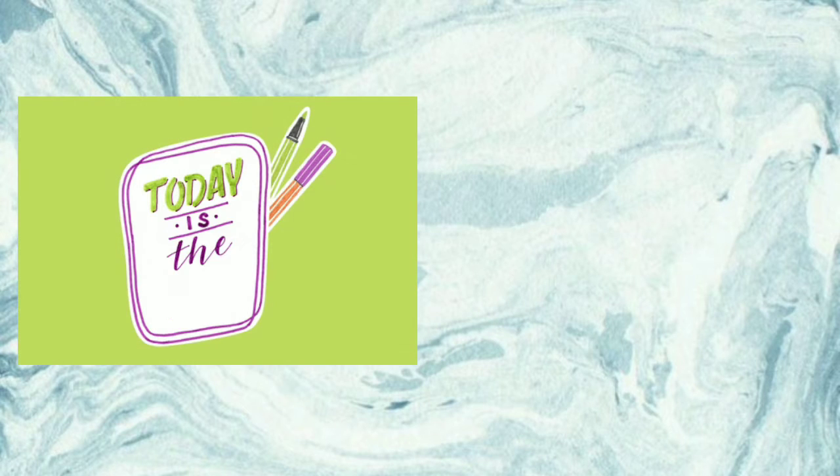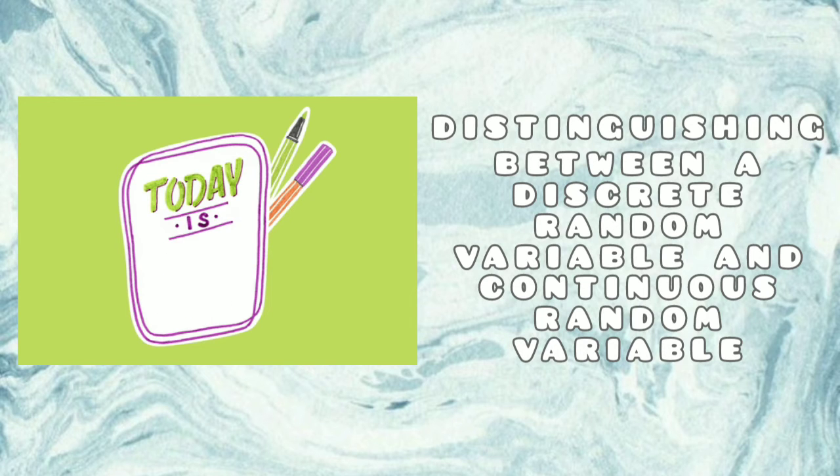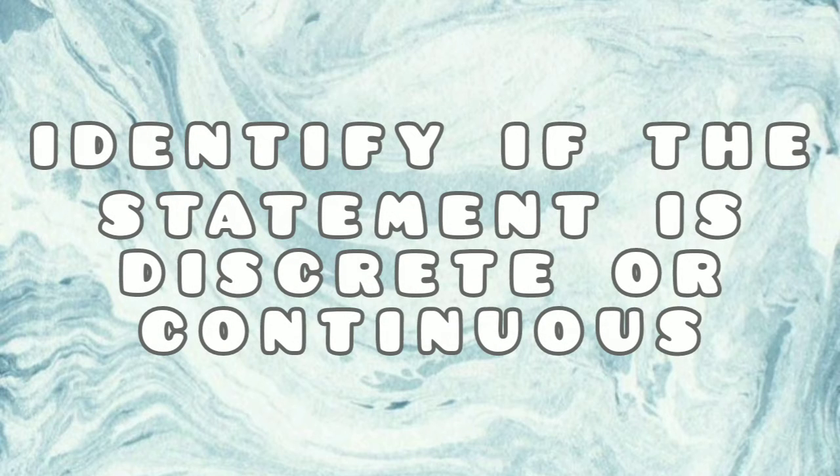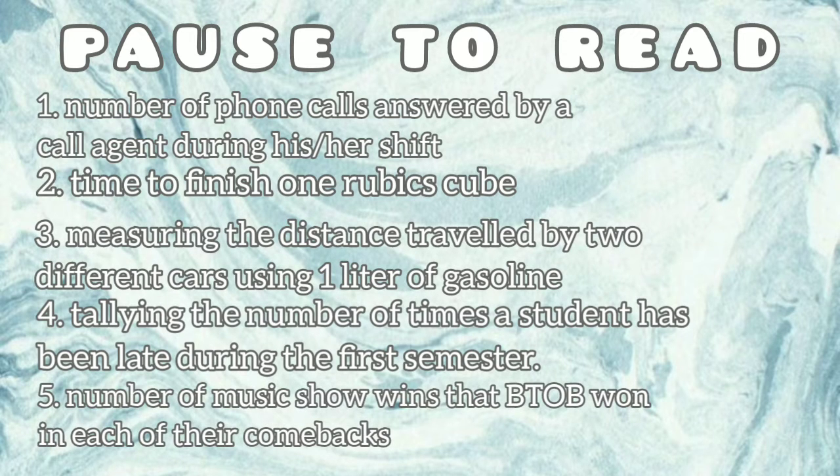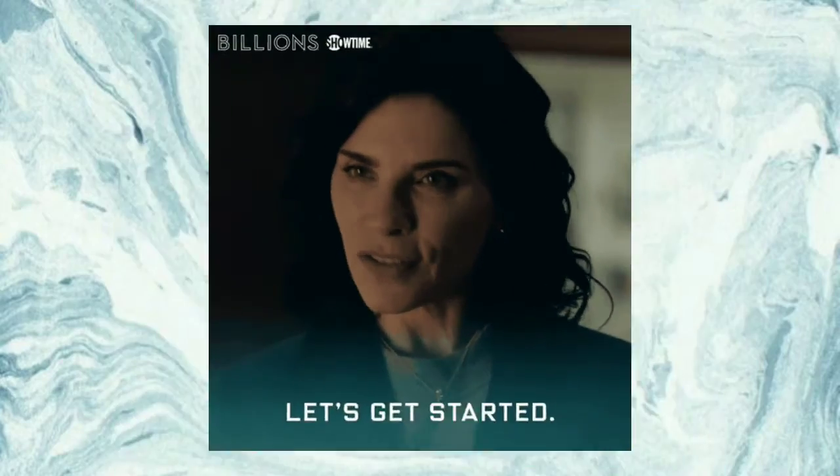So for today, I will present my topic about distinguishing between a discrete and continuous random variable. But before we tackle it, let's first have a quiz. You only need to identify if the statement is a discrete random variable or a continuous random variable. I will reveal the answers after our discussion. Without further ado, let's get started.